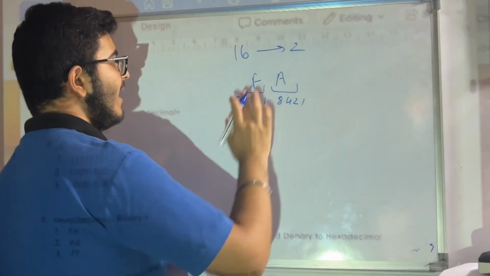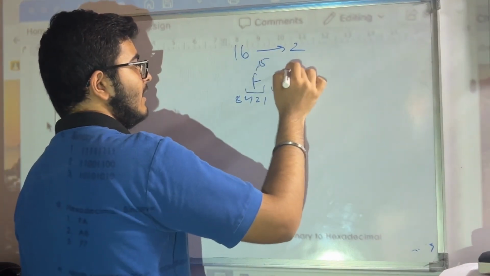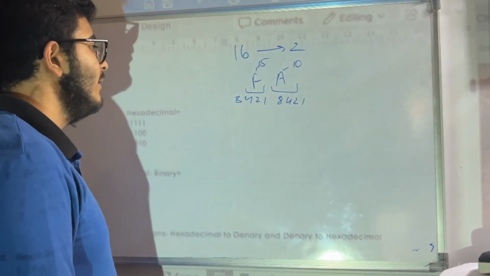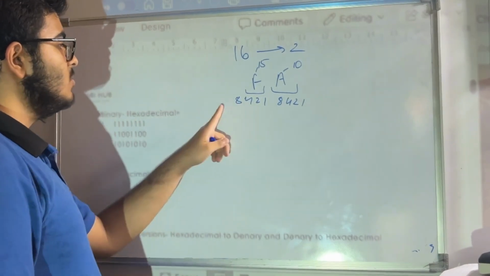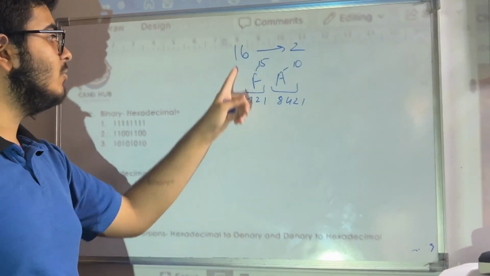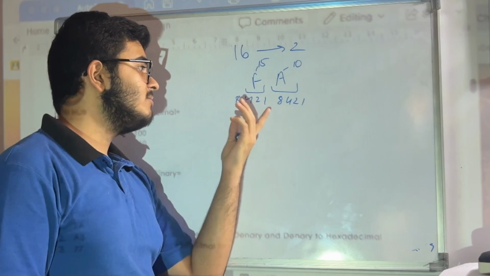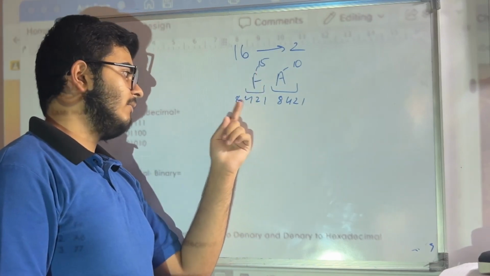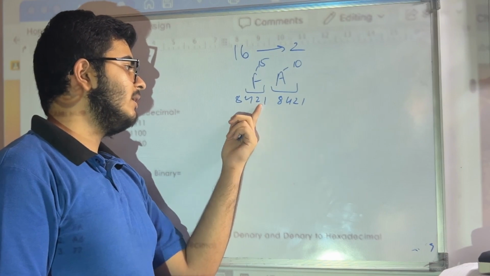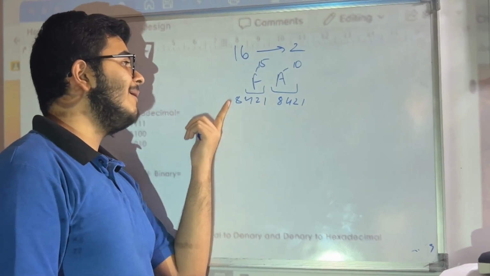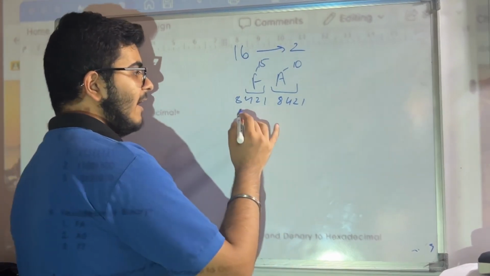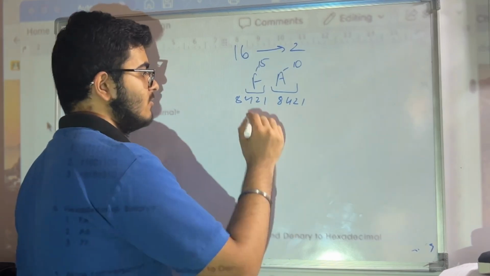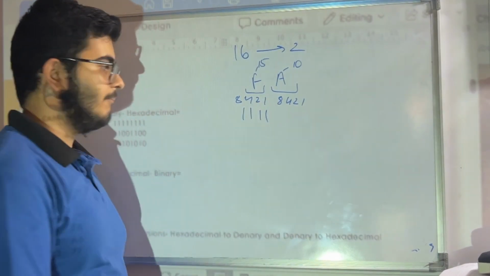Now I know F is 15 and A is 10. So I need to make 15 now. What combination will I make here to get 15? What can I add so that I get 15? 8 plus 4, 12, 13, 14, 15. If I add all of them, I'm going to get 15, right? So I'll write 1, 1, 1, 1 in front of them.